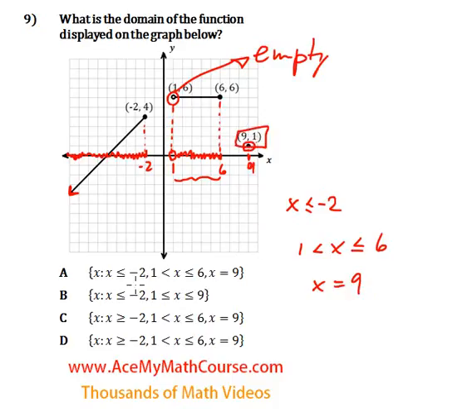So the answer will be, let's see, it's A. x is smaller or equal to -2. x is between 1 and 6, not including the 1. And x is equal to 9. That's it.